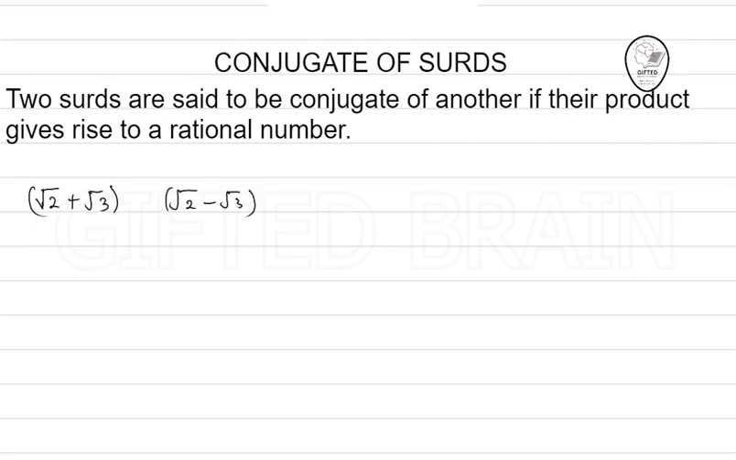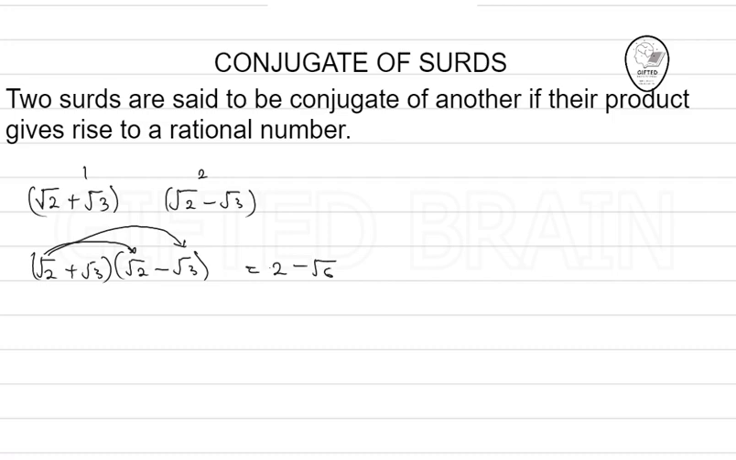And you know why? Because the product of these two surds will give me a rational number. What I mean is this: take root 2 plus root 3 and find their product. First, root 2 times root 2 gives root 4, which is 2. Now let's take root 2 to multiply minus root 3. Right there we have minus root 6.